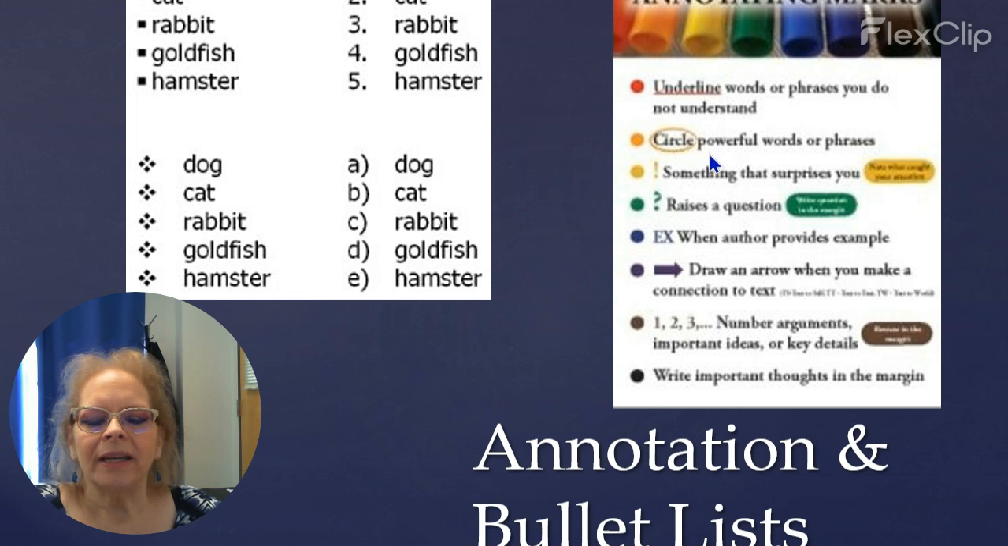Annotating can be underlining, circling, exclamation points, question marks, an EX, for example, arrows, numbering, pretty much anything you can think of to mark up your text.